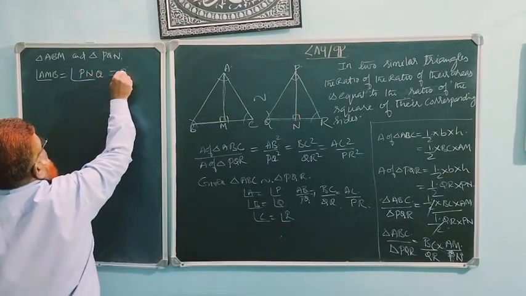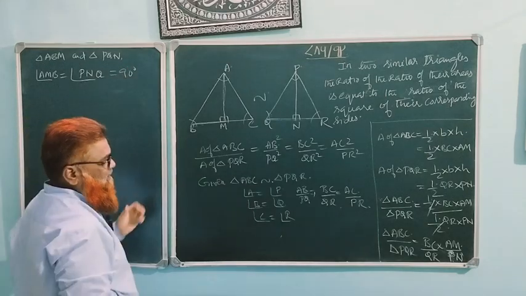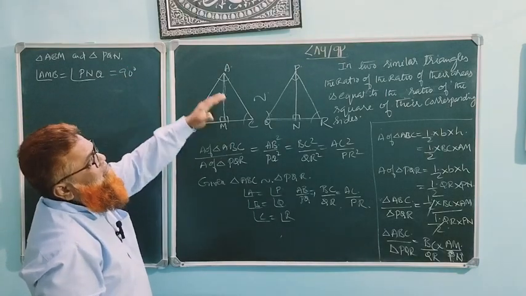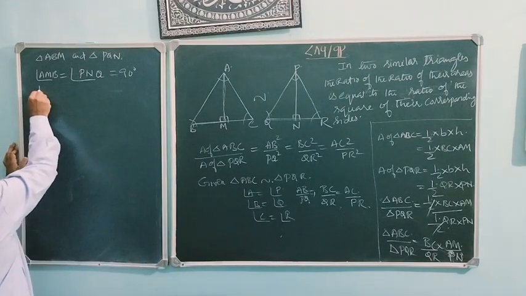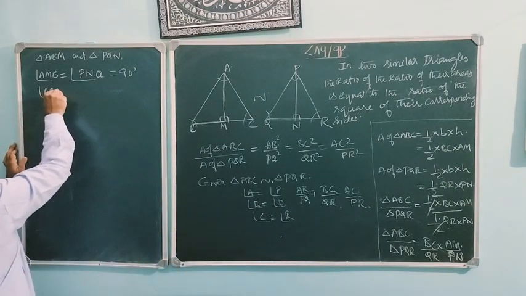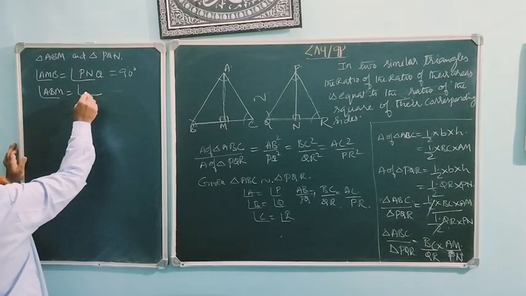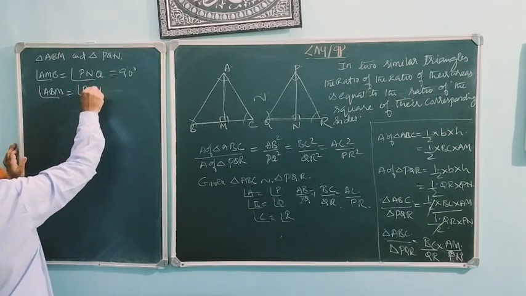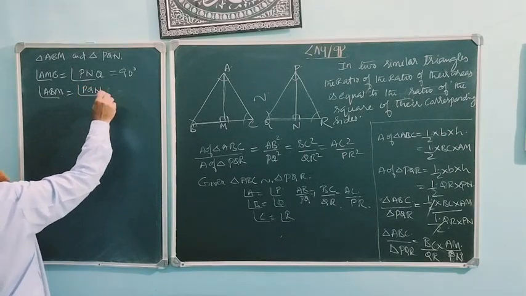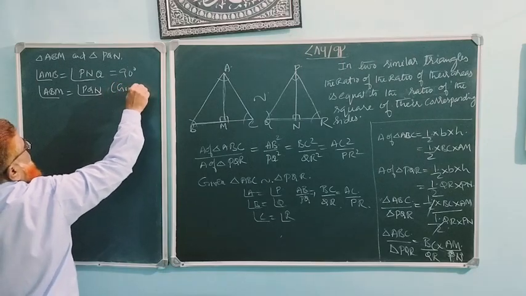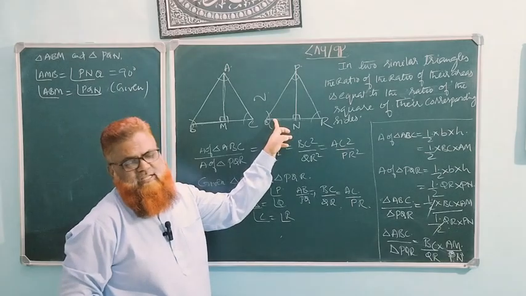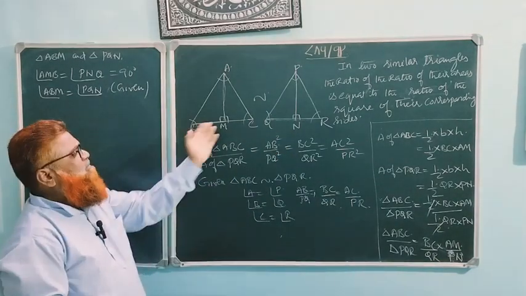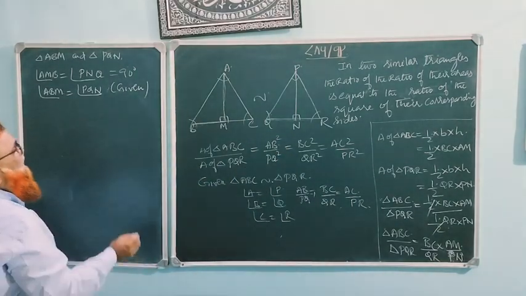PNQ. Both of them are 90 degrees. Alright, this ABM and PQN are part of the similar triangles. As we know, ABM and PQN are corresponding angles, and they are equal because it is given in the statement itself. This is a corresponding angle of the triangle and this is the corresponding angle of the triangle. ABM is equal to PQN.